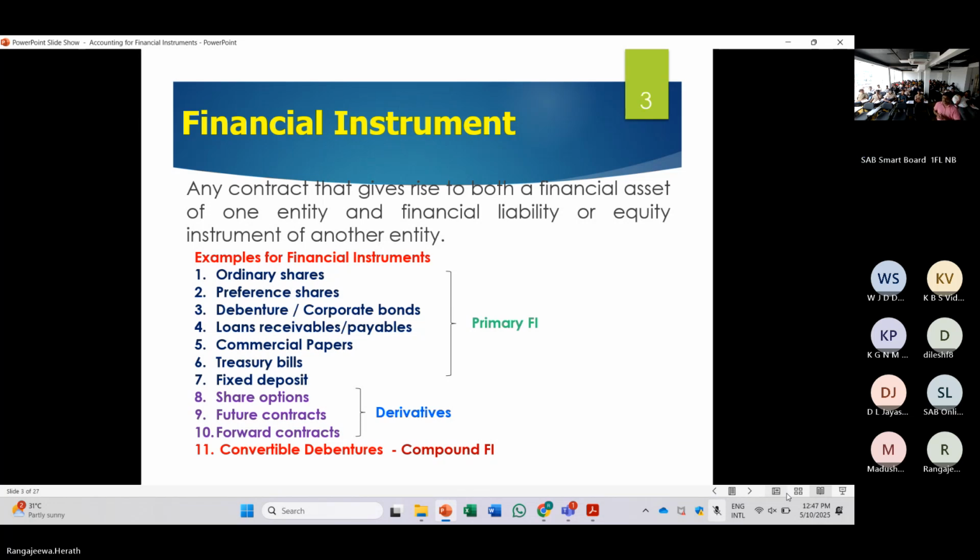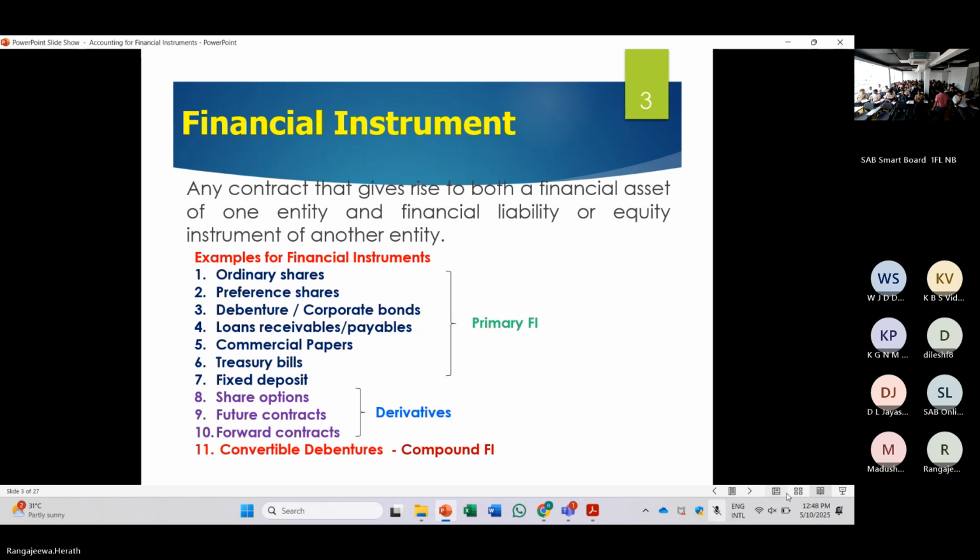So these are the basic level of financial instrument. At the moment, I am focusing on these basic types of financial instrument covered in examples 1 to 7. Right? But you know, primary financial instruments. The advanced aspects, derivatives and compound financial instruments, we'll cover at the end of the session. Right? It's about examples, so you can easily understand.